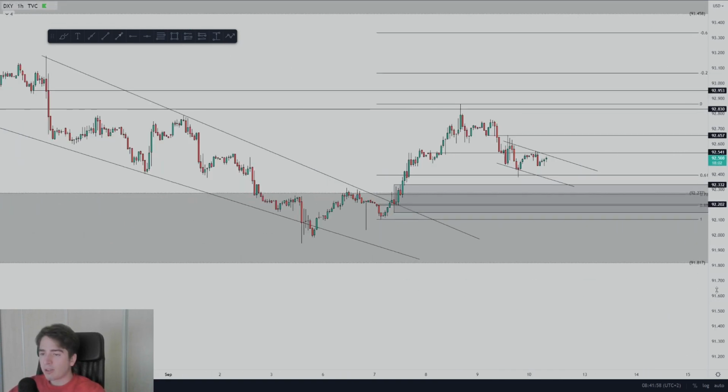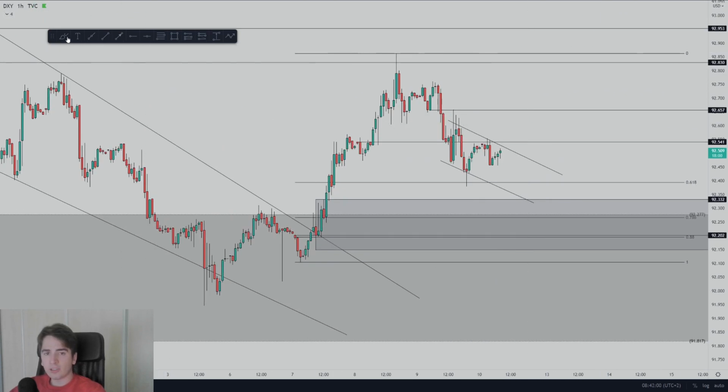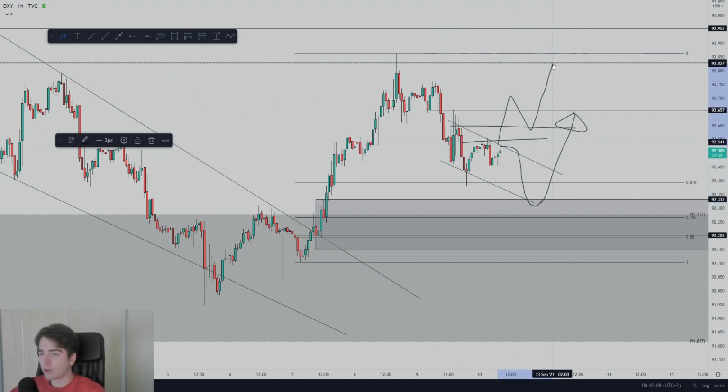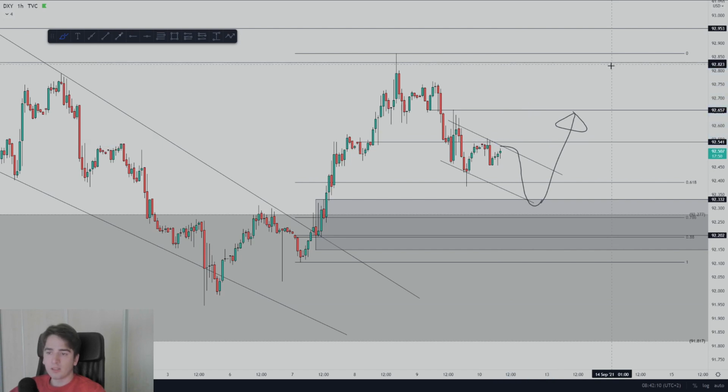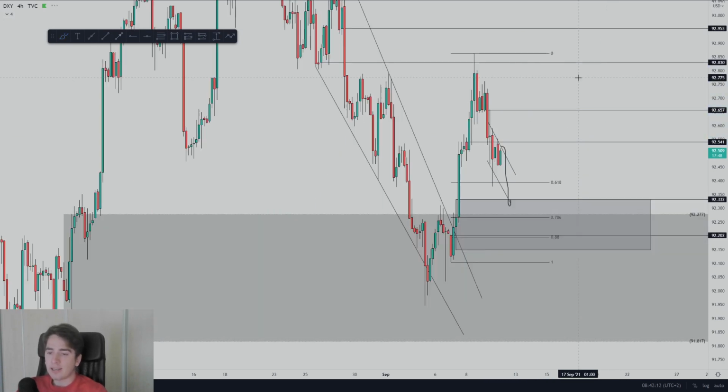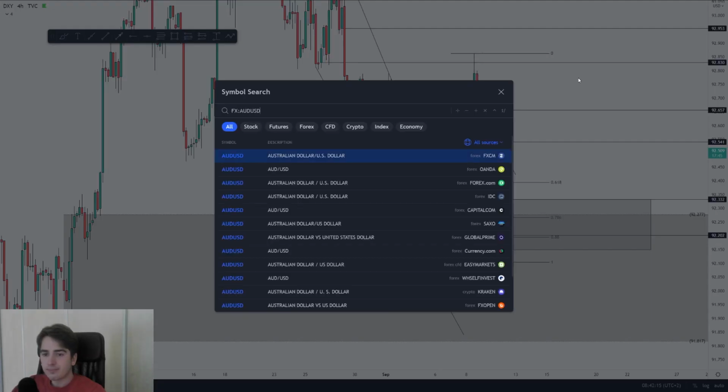So what I'm currently looking for is, of course, once again, just one more push down back in towards demand at 92.332 before seeing that real thrust up. Otherwise, wait for structure break and then go for longs. So that's the dollar index for you guys. Let's head over to Aussie dollar.